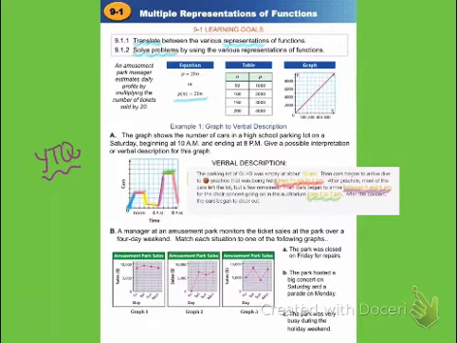Well, in our next example, we have some graphic representations, and we're going to see if we can match up each of these graphs with the description of what's going on. So it says a manager at an amusement park monitors the ticket sales at the park over a 4-day weekend. Match each situation to one of the following graphs. So what I'd like to have you do is pause the video and see if you can figure out which graph goes with A, which graph goes with B, and which graph goes with C. Please pause the video now and complete the matching of the graphs with the descriptions in A, B, and C.